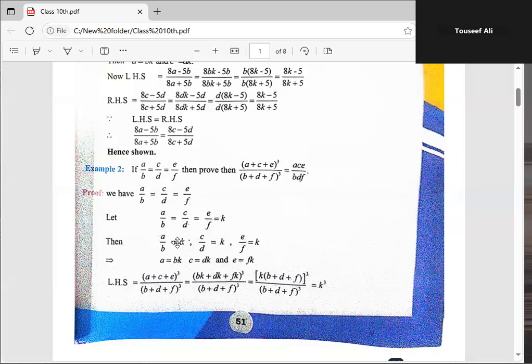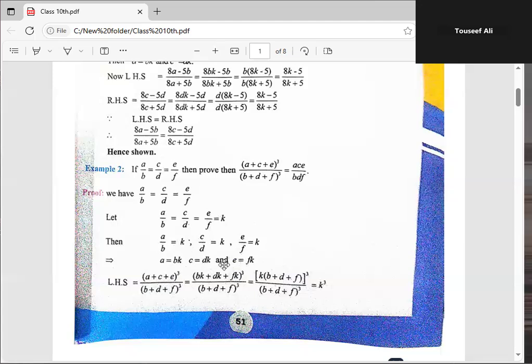From the first term, we will find the value of a. Here b is in division form, so we will shift it to the other side. It becomes multiplied. This means a equals bk, and from here c equals dk, and from here e equals fk.